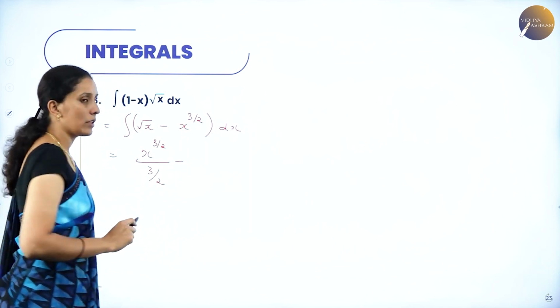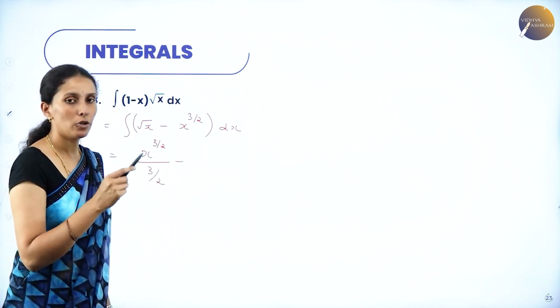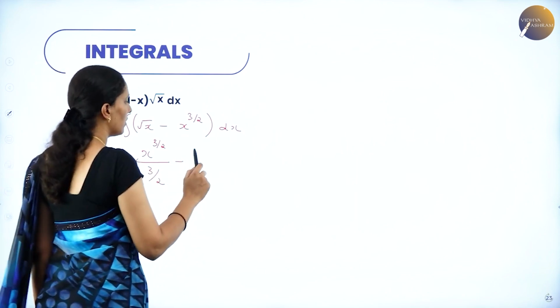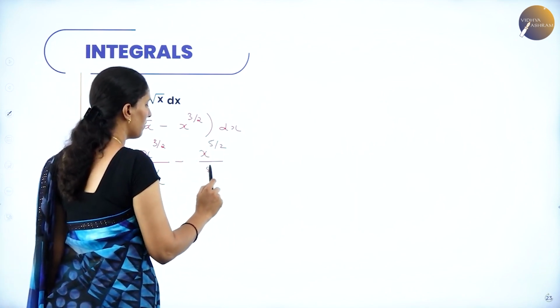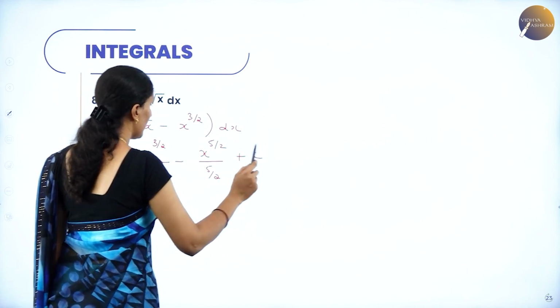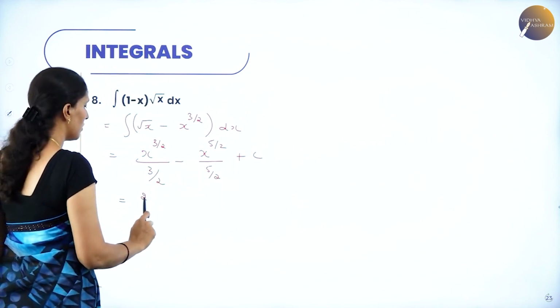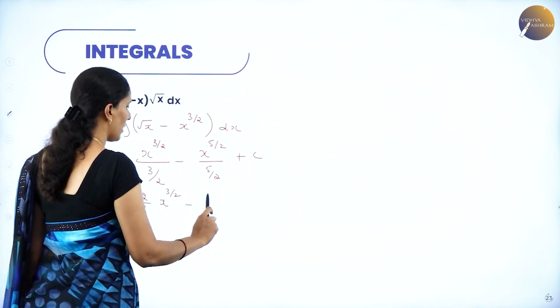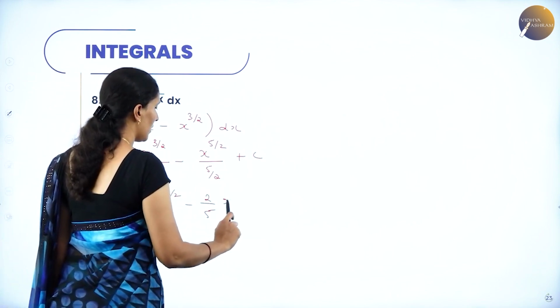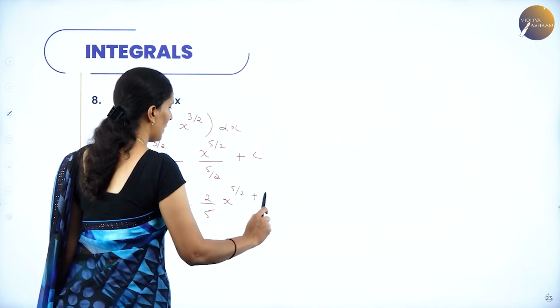Minus, here x to the power 3/2 is given, so x to the power 3/2 plus 1, that is 5/2, divided by 5/2, plus c. So thus we can write it as (2/3) x^(3/2) minus (2/5) x^(5/2) plus c.